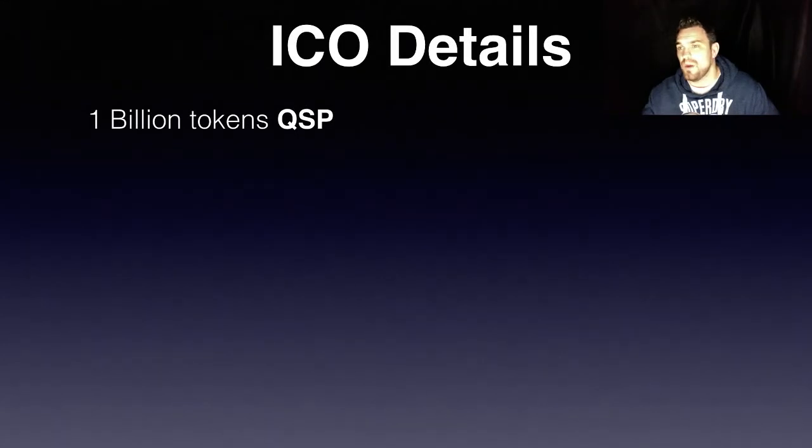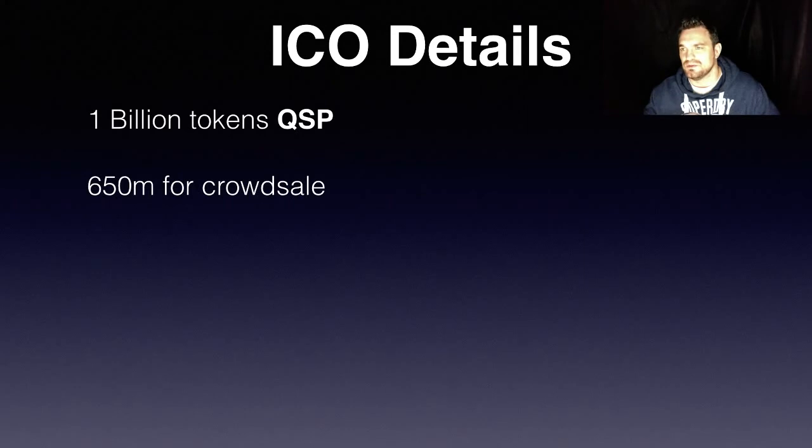So there will be 1 billion tokens. However, there'll be 650 million for the crowd sale. And as we've already heard, whatever's not sold will be burnt. So what the actual circulation will be is very much down to that.